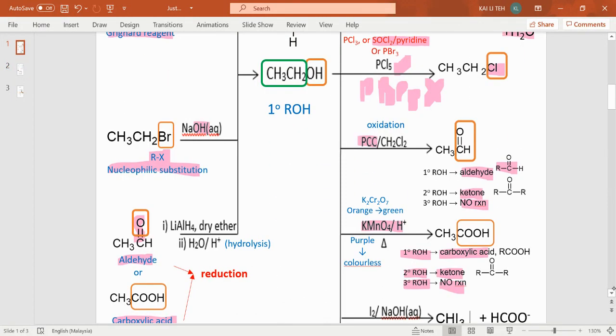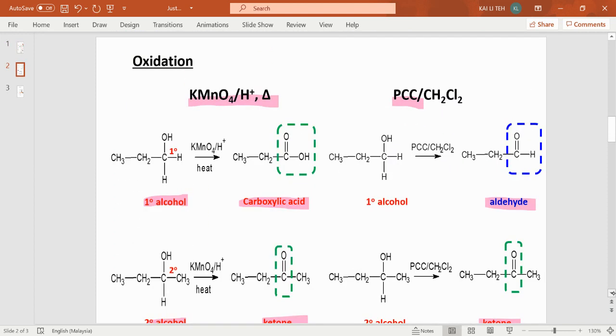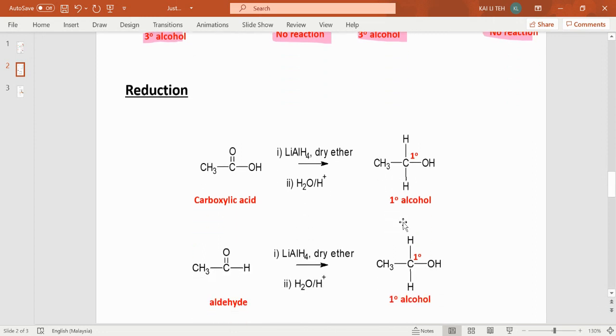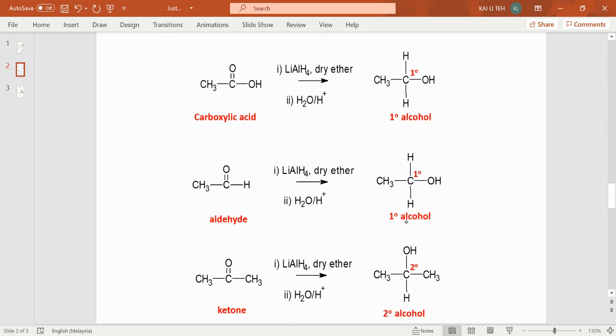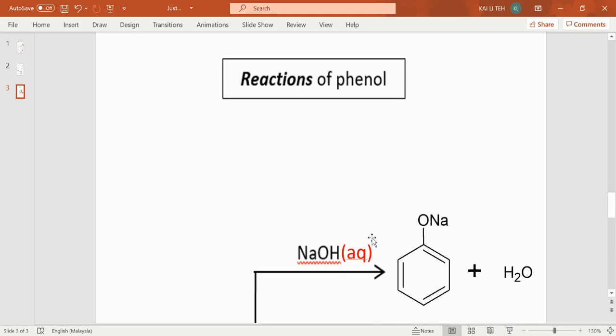Now reduction. For the reduction part, if we have carboxylic acid, we will have primary alcohol. If we have aldehyde, it's the same thing again, we have primary alcohol. As you can see, it only changes here. And then if we have ketone, we will have secondary alcohol. Tertiary, we don't have a tertiary one.